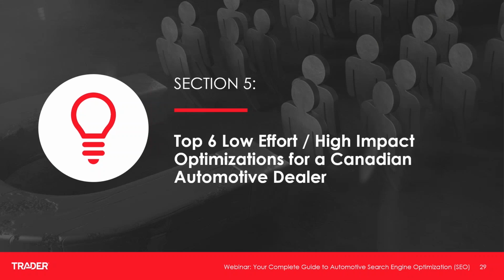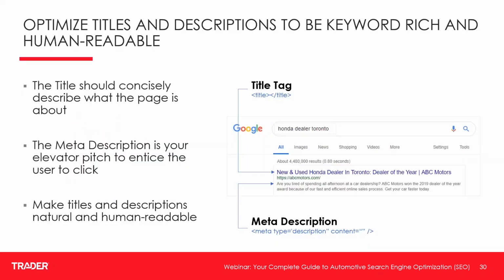So now we've got an understanding of what Google wants. We've got an understanding of what the customer is driving in terms of demand. We know what search results look like, and we know how to measure a campaign. Now let's talk about some things that you can actually implement today on your dealership site and your digital brand in general to improve your search engine optimization.